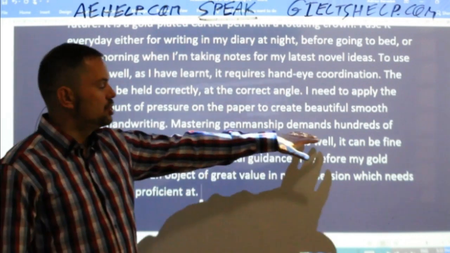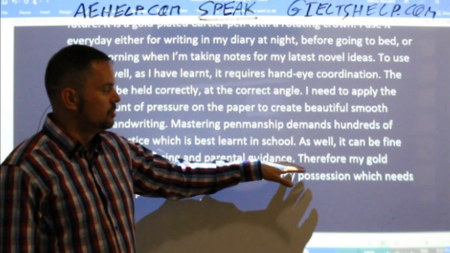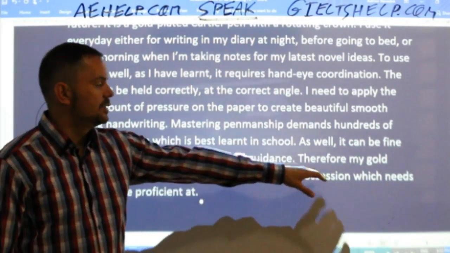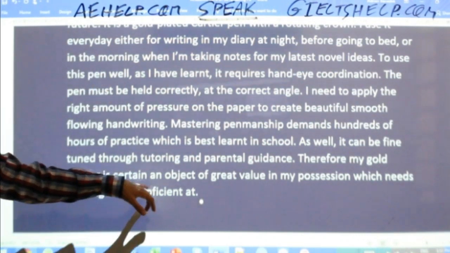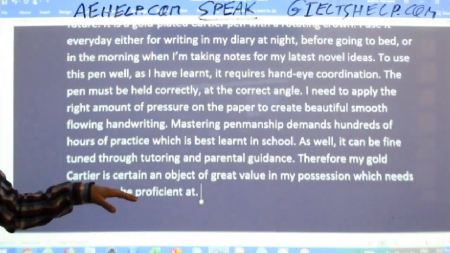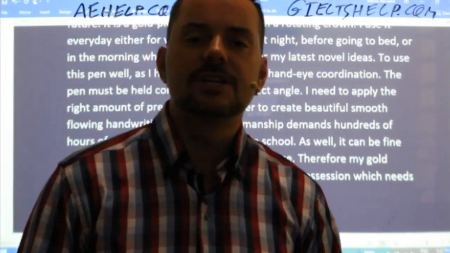Mastering penmanship demands hundreds of hours of practice, which is best learnt in school. As well, it can be fine-tuned through tutoring and parental guidance. Therefore, my gold Cartier is a certain object of great value in my possession, which needs training to be proficient at. Okay. Examiner will know that you're done.